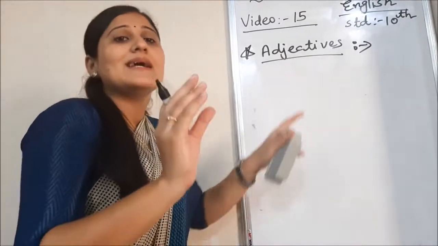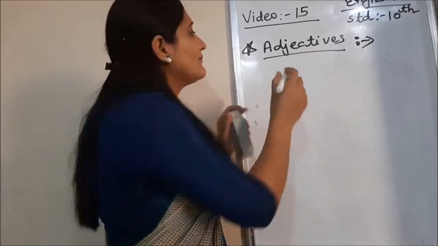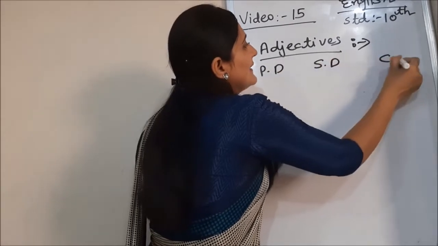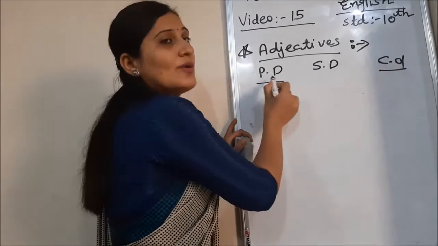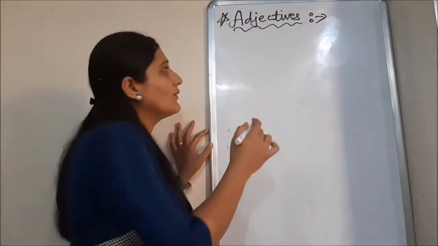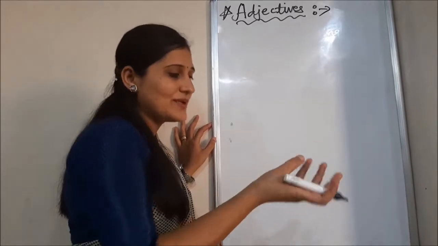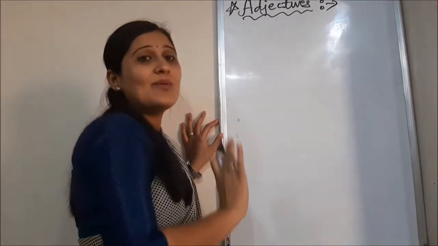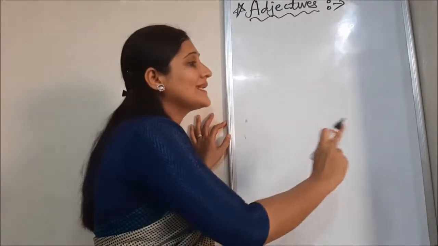Let me repeat. There are 5 common rules for the adjective for all three: PD, SD and CD. See, for comparative, for positive and for superlative. Alright. Now see, after all the degrees information, that is positive, comparative and superlative, now I will discuss the adjective rules that are common for all three degrees.